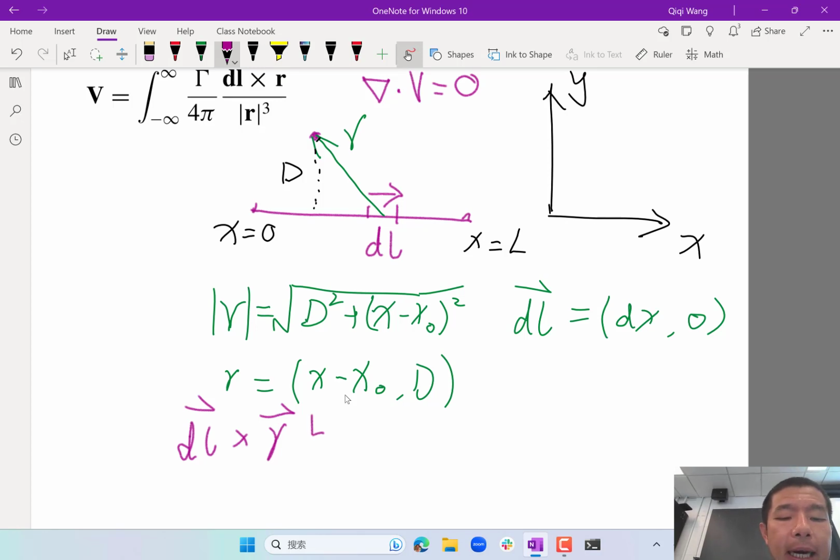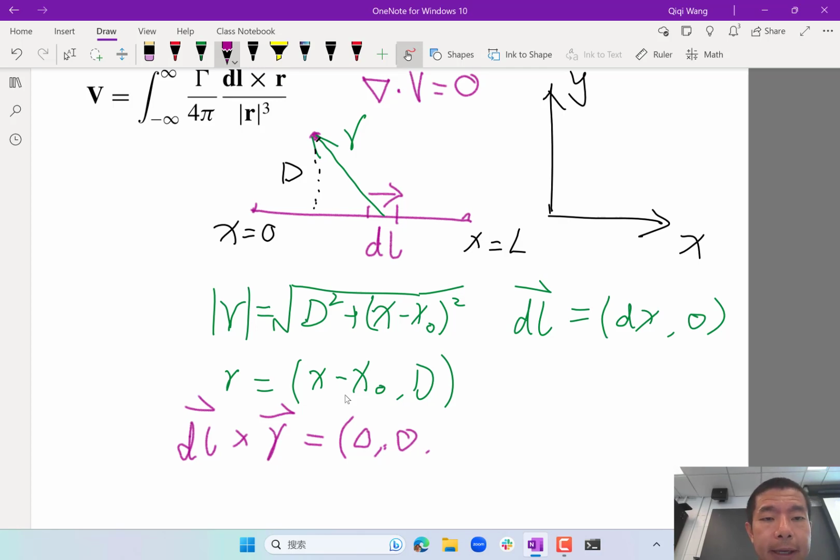So basically, because both vectors are in the xy plane, right? Both vectors have 0 z component. That means the x and y components of the cross product are going to be 0, right? Okay, and the z component doesn't depend on x minus x naught. It only depends on dx and d.